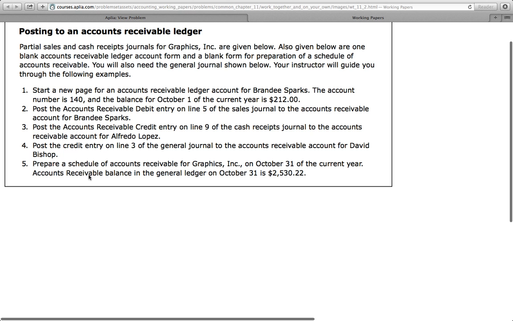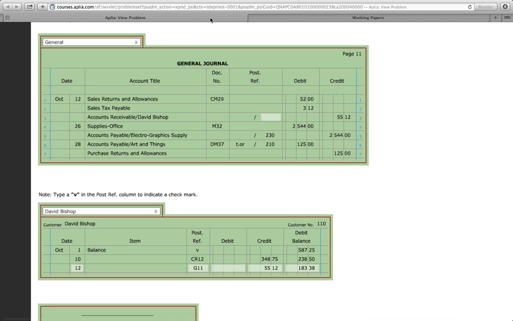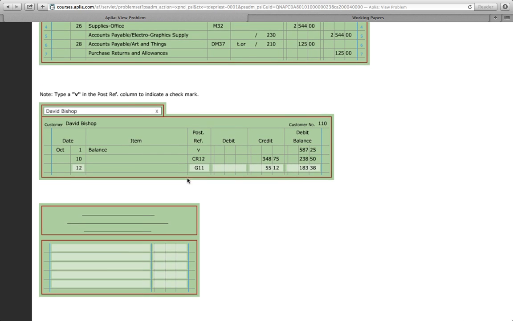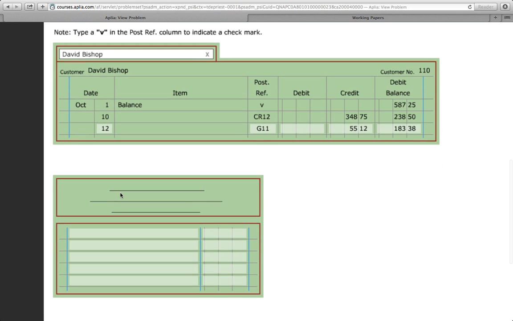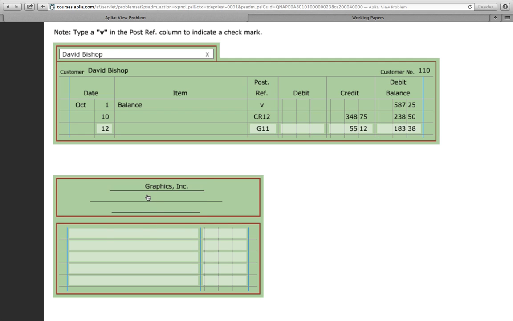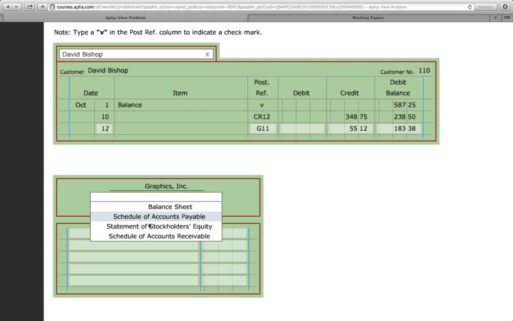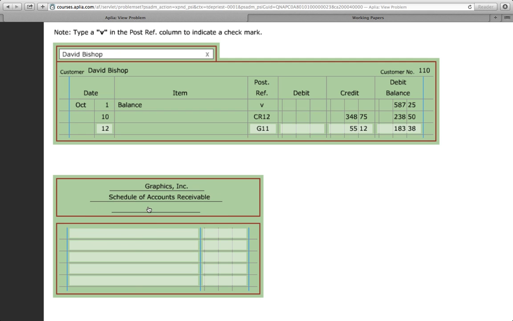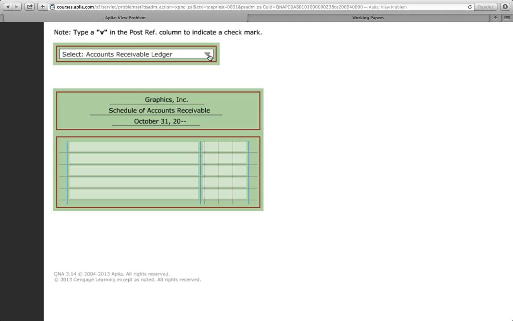Now back to my instructions, which want me to prepare a schedule of accounts receivable for Graphics Incorporated on October 31st of the current year. Schedules of accounts payable and accounts receivable are very simple. We start with the name of the company, Graphics Incorporated, then the name of the document, a schedule of accounts receivable, the date that it was prepared, October 31st, and now we just list all of our subsidiary ledgers, subsidiary customers, in alphabetical order.